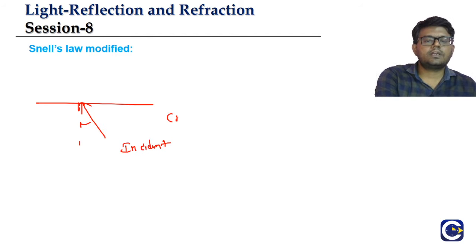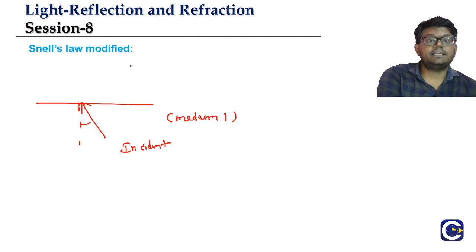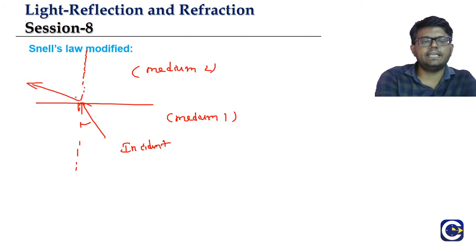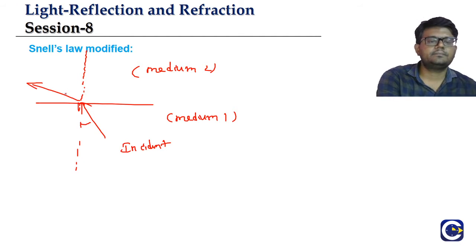Okay, let's call this what? Medium 1, that is where the incident ray is. Medium 2 is where the refracted ray is going. This is the normal. Like in the previous case, the refracted ray was bending away. Let's say it is also bending away here.